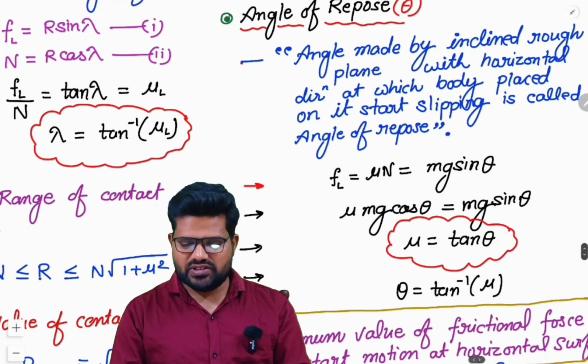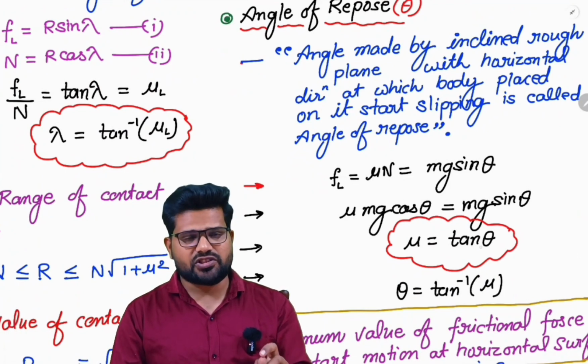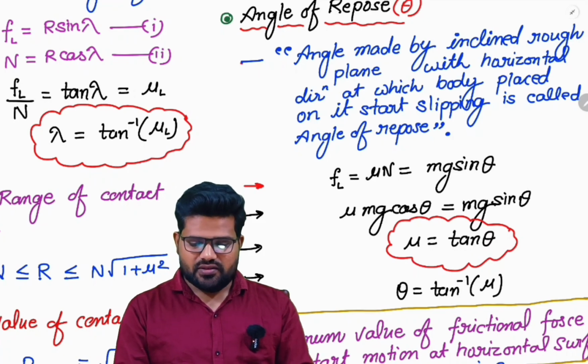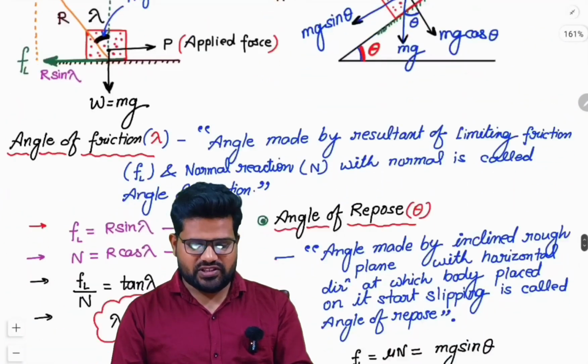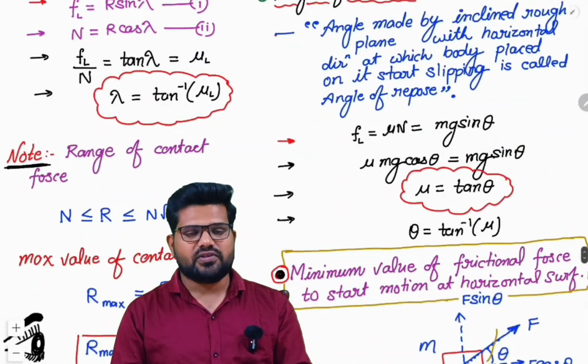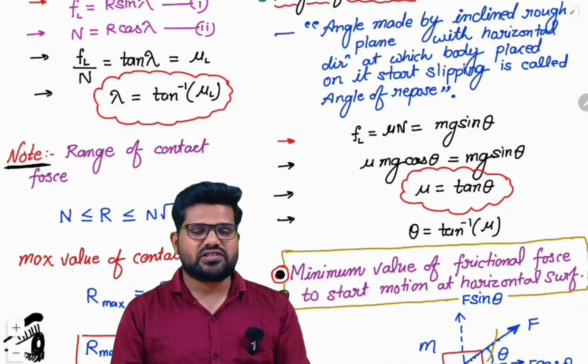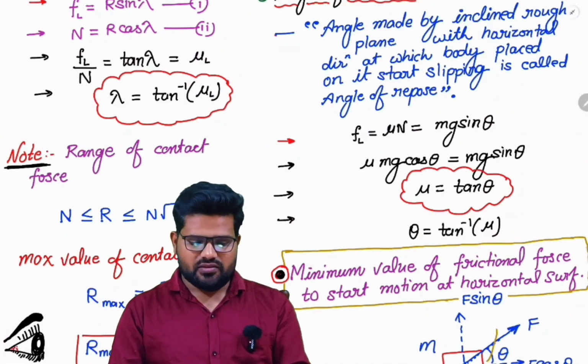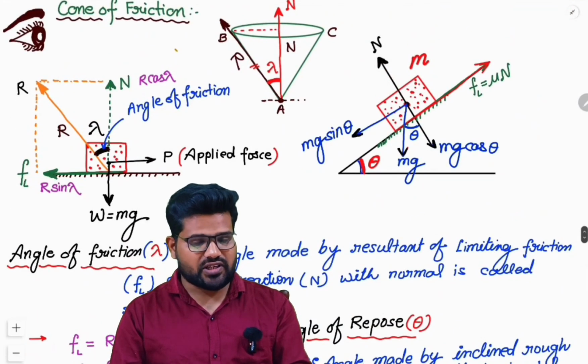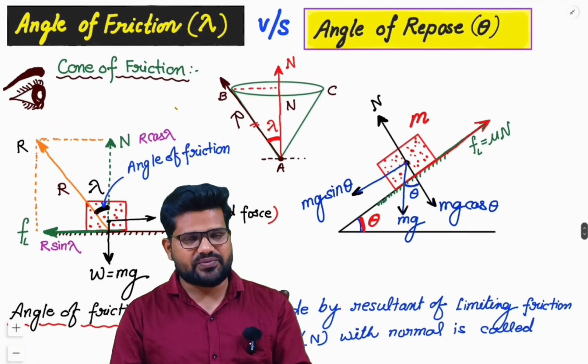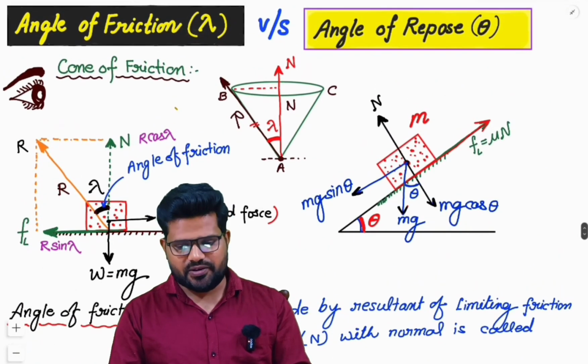Similarly, angle of repose is also related with the coefficient of friction, that is tan theta equals mu. The symbol of the angle of friction is lambda and angle of repose is theta. Both are similar to each other. Angle of friction is defined on the horizontal rough surface. Angle of repose is defined on the inclined rough surface.